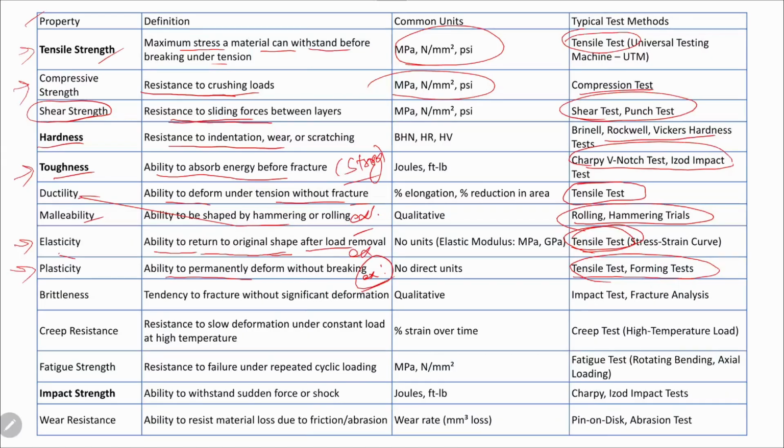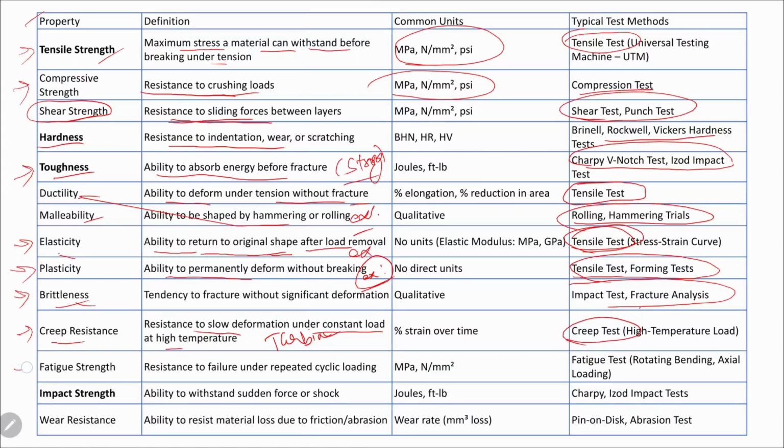The next one is brittleness. It tends to fracture with little deformation. The impact test and fracture analysis are used to measure brittleness. And the creep test: resistance to slow deformation under constant load at high temperature. Example is turbine blades. The creep test measures creep resistance.